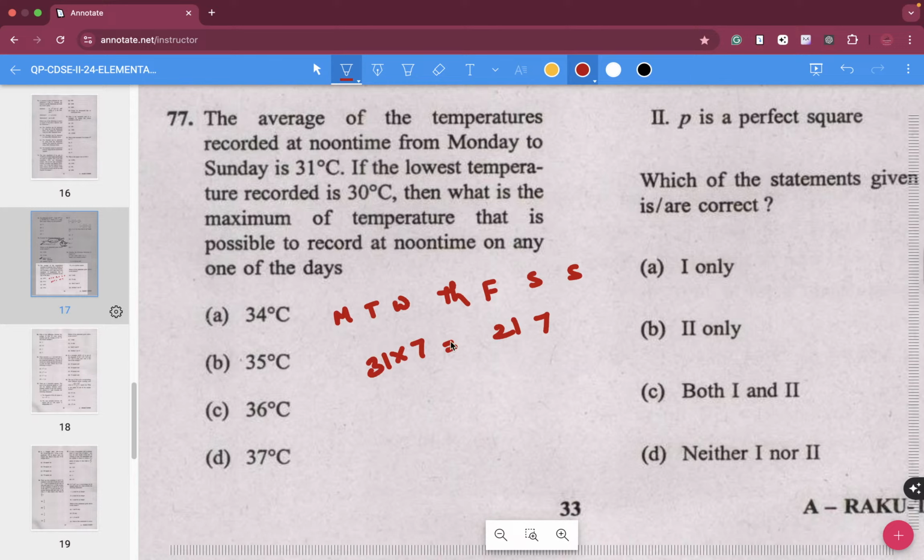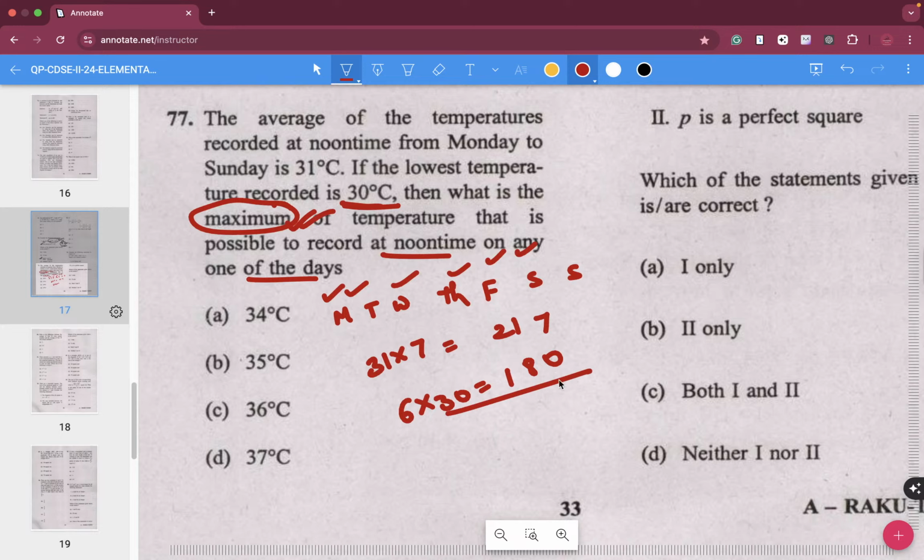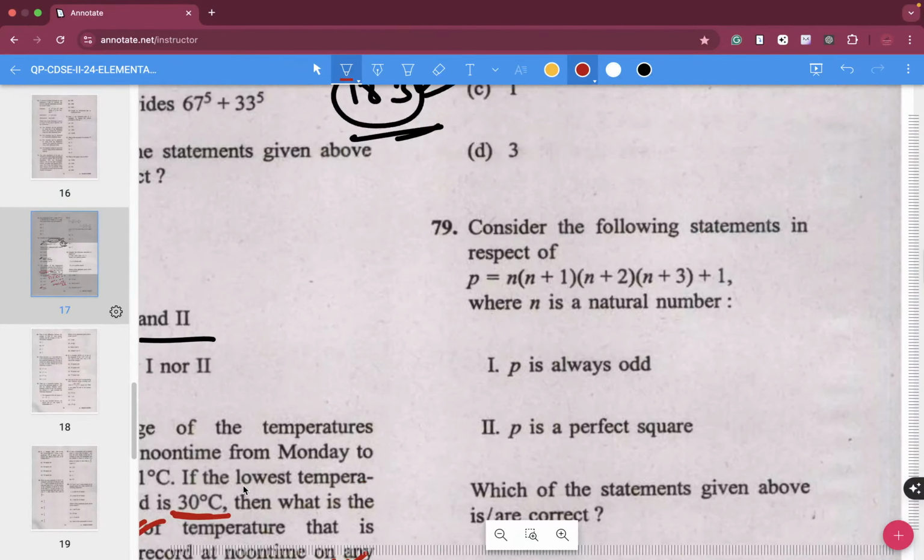The lowest temperature recorded is 30 degrees Celsius. Then what is the maximum possible temperature recorded at noon time on any one of those days? If we want to give the maximum for one day, for the rest of the 6 days we will have to give the minimum. We assume that for all the rest of the 6 days it was the minimum, and the difference is 37 degrees Celsius, folks. Absolutely easy.